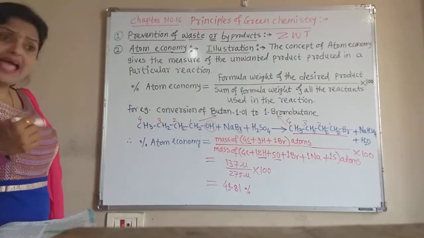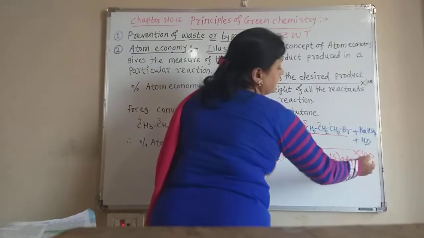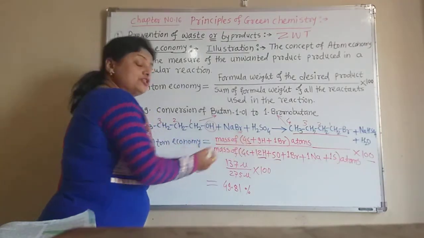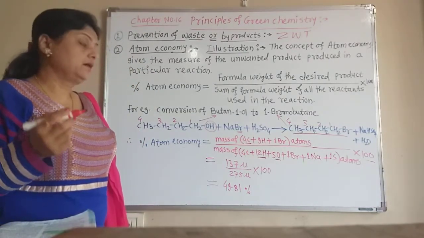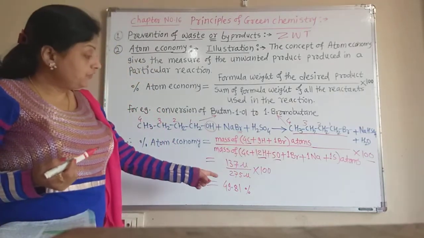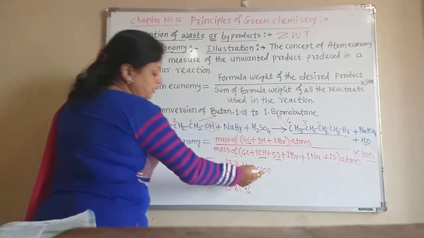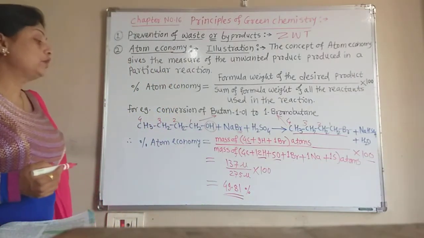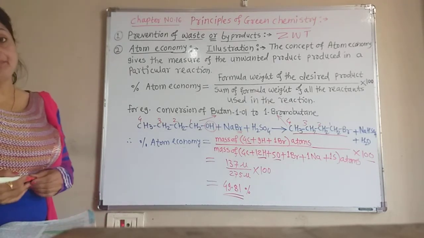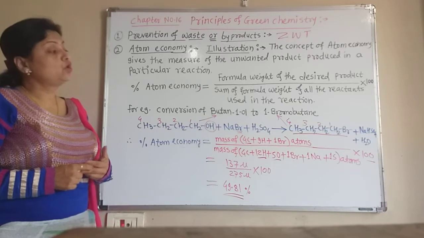So add the formula weight of all the reactants atom and multiply it by 100. So if we calculate this, that is the 12 is the mass of the carbon, 12 multiply by 4 plus 9 multiply by 1 plus this bromine 34, then we obtain this 137 divided by 275 into 100, and that comes up to the 49.81%. So percent economy is 49.81%. Now this is the percent economy for the reaction of conversion of butanol to 1-bromobutane.